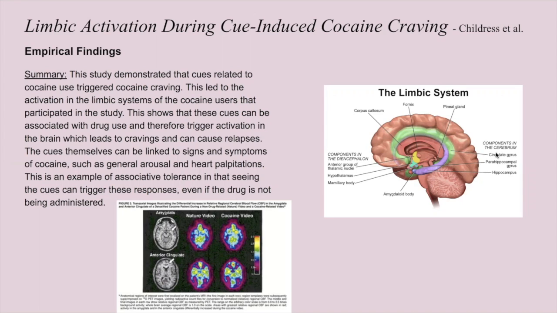So what this showed was that the cues themselves can be linked to signs and symptoms of cocaine, and it can also lead to changes in the brain, which can lead to cravings and cause relapses. This showed that associative tolerance exists in that seeing these cues can trigger these responses even if the drug isn't being administered. One benefit of the study is that it showed that associative tolerance exists and it showed the importance of the cues.